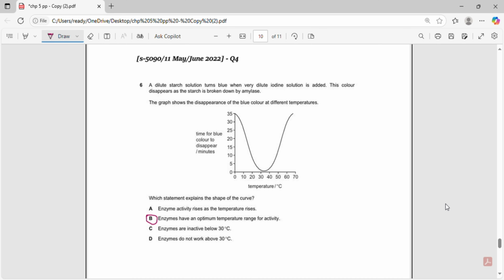Enzymes have an optimum temperature range for activity. Why? Well, the graph shows that the time it takes for the reaction to occur is shortest at around 40 degrees Celsius. That's where the enzyme is working the fastest.